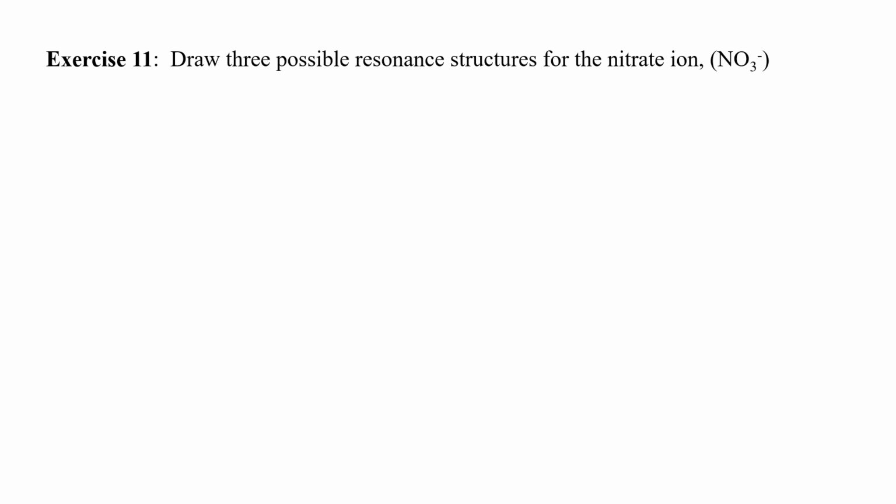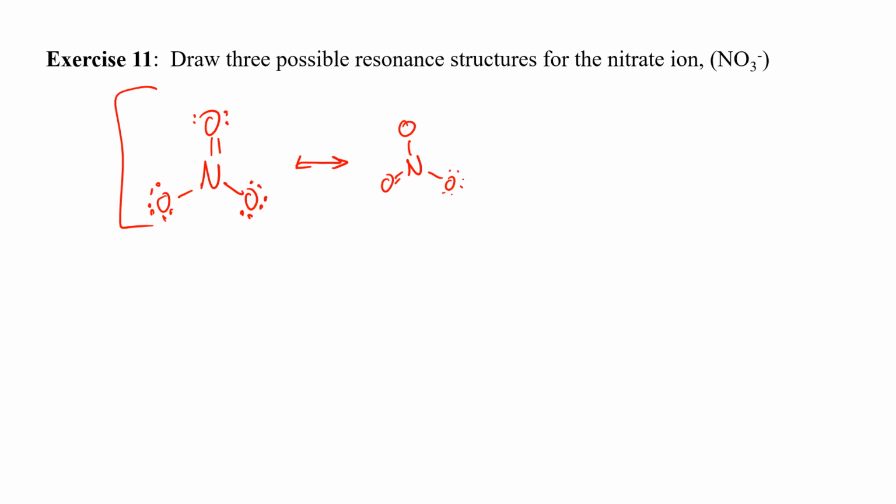Right, hopefully you're able to determine all 3 resonance structures for nitrate. Here's one. Resonance structures, you draw your double-headed arrow, you put it all in brackets. Now we could put our double bond here. We could also put our double bond down there.